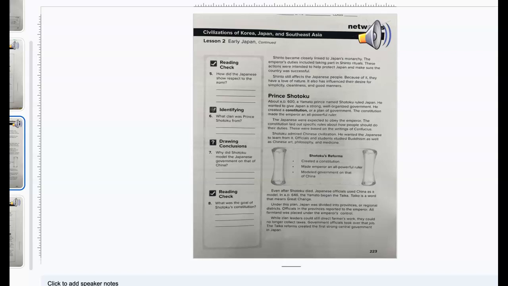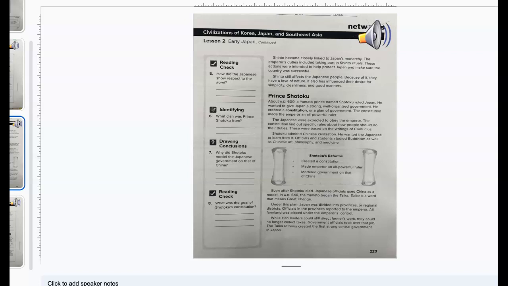Before we continue reading, we're going to review the questions that we need to answer. Number 5, how did the Japanese show respect to the kami? Number 6, what clan was Prince Shotoku from? Number 7, why did Shotoku model the Japanese government on that of China? And number 8, what was the goal of Shotoku's constitution?